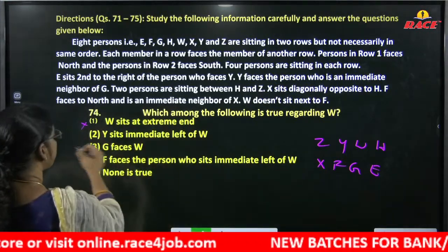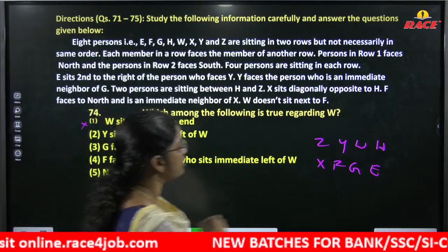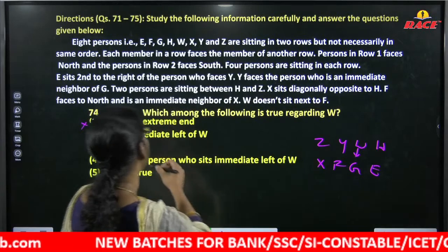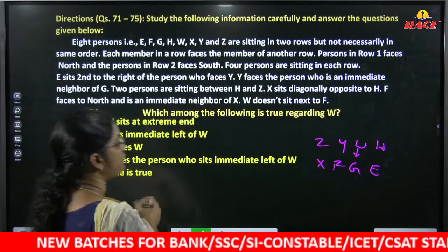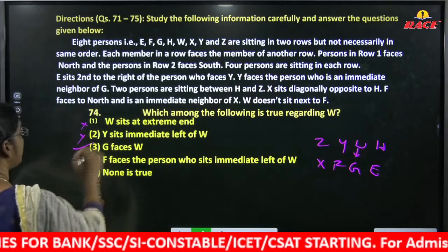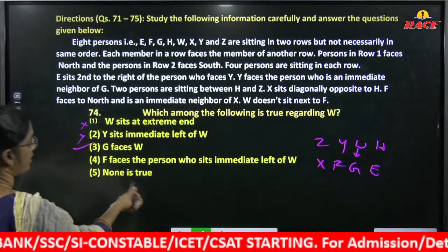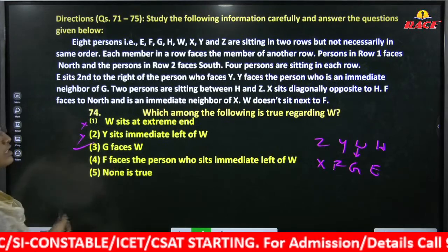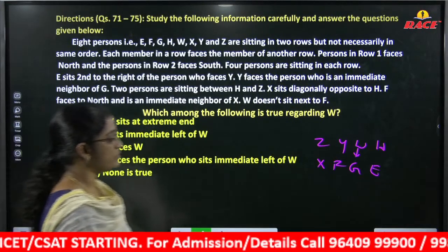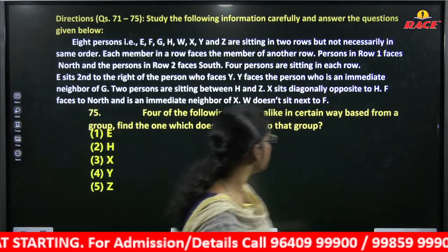Next, second one: Y sits immediate left of W. W is facing south direction, and Y is immediate right of W, so that is also wrong. Next, G faces W. Yes, G faces W, so we are getting answer G, option 3. Here none is true is also there, but we already got the answer, so option 3 is the correct answer. Then move to the next question.